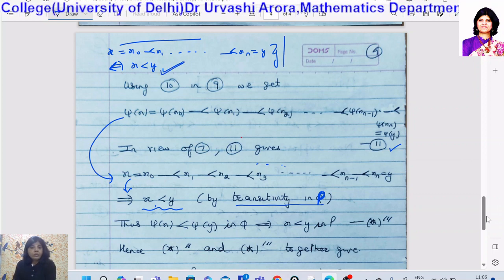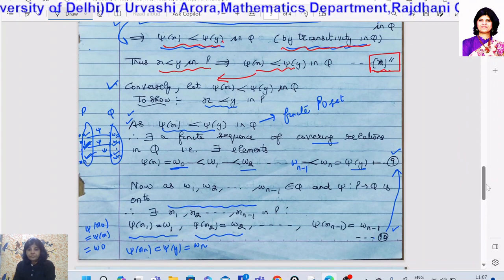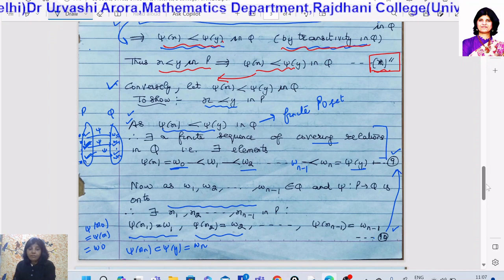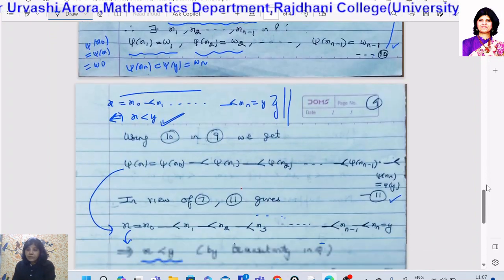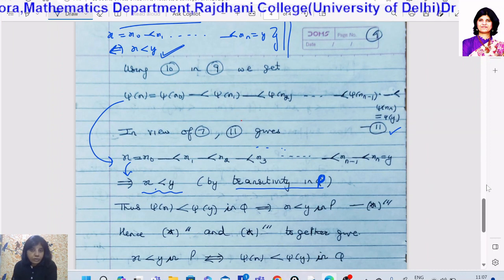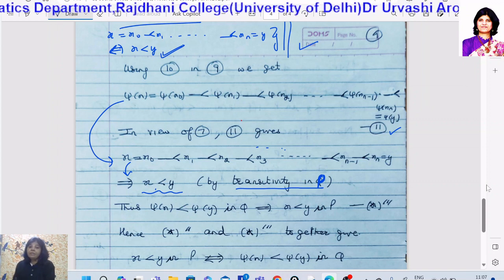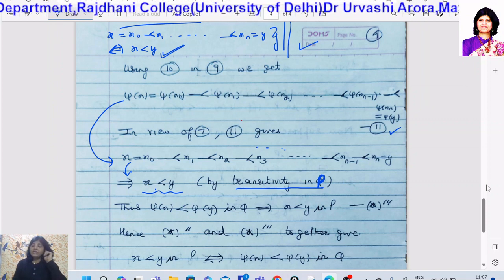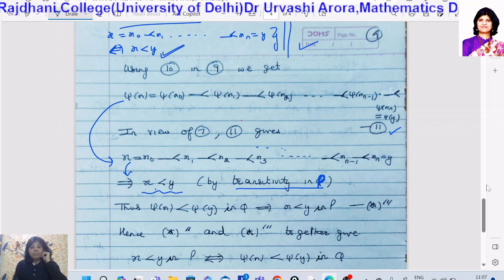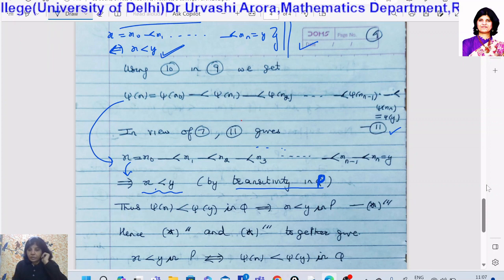So you can use this particular result also, which I have used earlier, but there these were elements of Q, and here these are elements of P. So you can use this result, or you can use transitivity in P. Although transitivity holds in Q also, right now we are using transitivity in P because these are elements of P. So you have to write P over here, not Q.